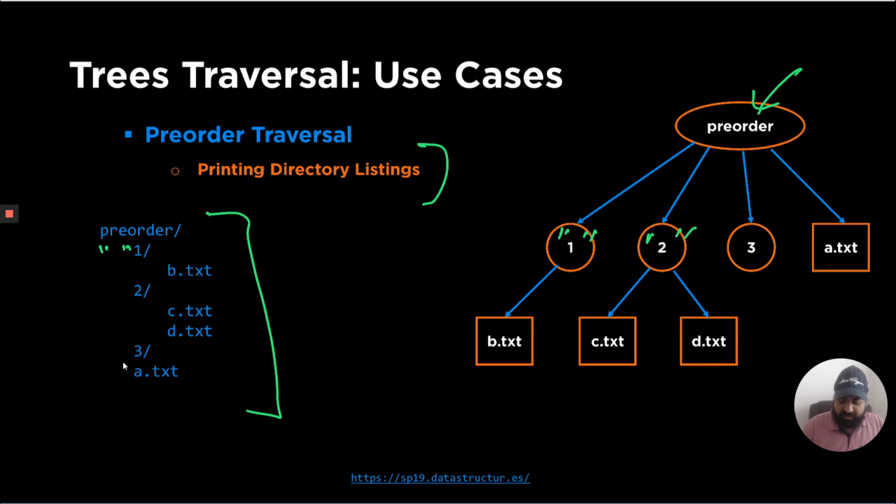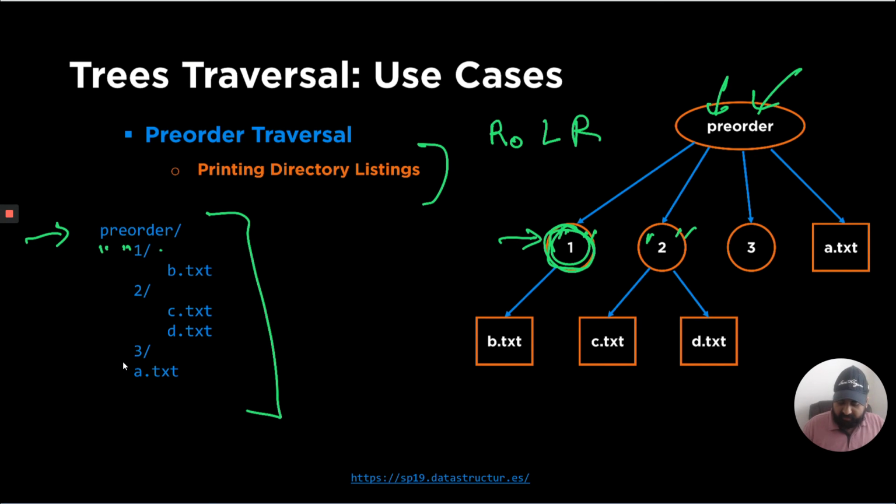So how does pre-order work? Pre-order basically works as root, left, right. So technically it prints the root first. Next, it goes to the left. In this case, it will go to the left, and this will now be the new root. It will print this new root.